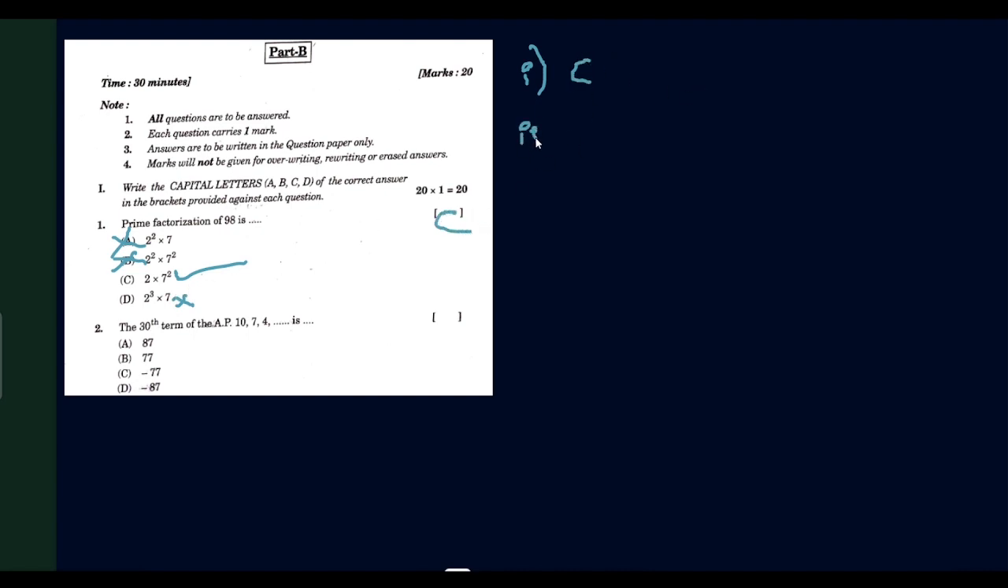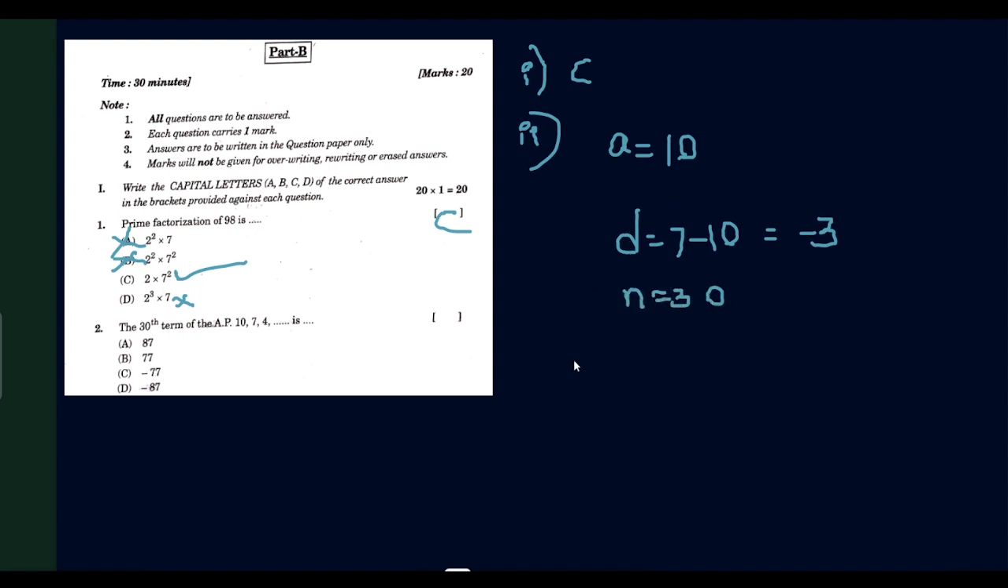And the second one, what is it? 30th term of an AP. Here they have given A as 10, and what is D here? D is 7 minus 10, so it is minus 3. So we can consider that it is a decreasing progression, and they are asking us to find the 30th term.